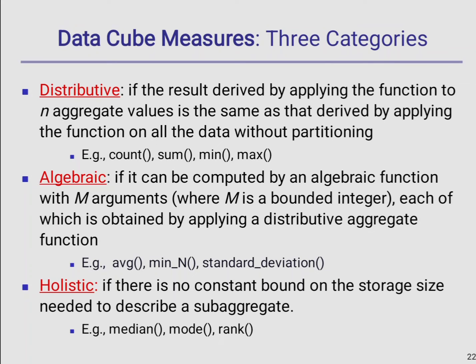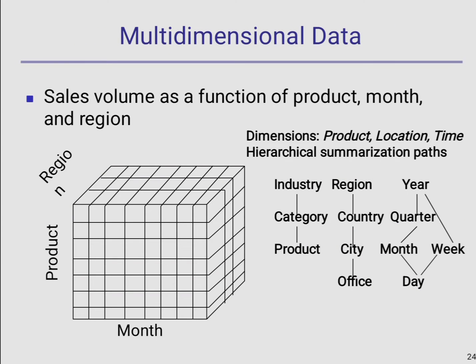If there is no constant bound on the storage size needed to describe a sub aggregate, so median, mode, and rank. Okay, so these are the 3 different data cube measures we have.